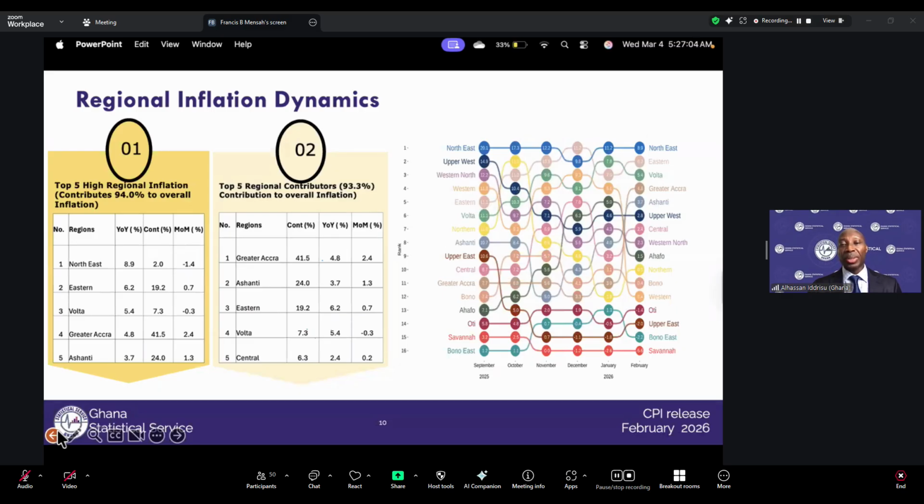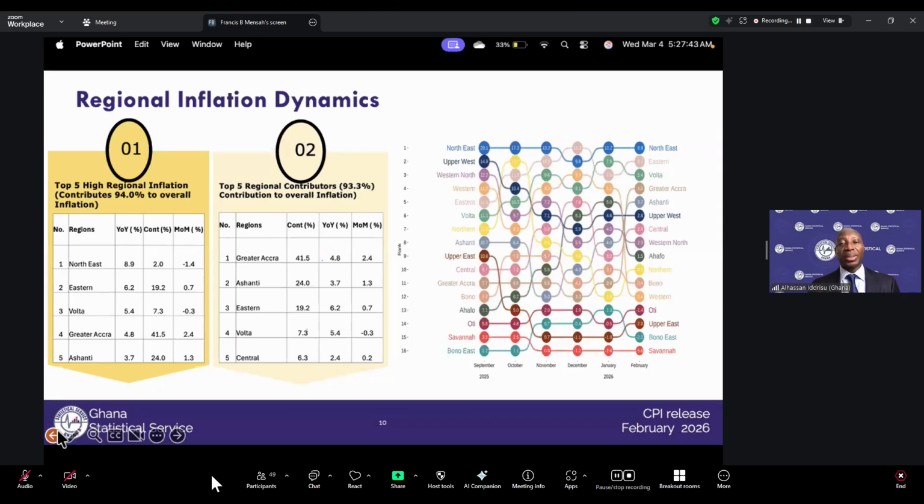41.5% to inflation. Like I mentioned earlier, because Greater Accra has a bigger weight, even though its inflation rate is 4.8%, slightly above the overall inflation rate of 3.3%, but significantly lower than the rate recorded in Northeast, which is 8.9%, it contributes 41.5% to the 3.3%. So what explains this significant contribution is the weight of Greater Accra, which is very big.